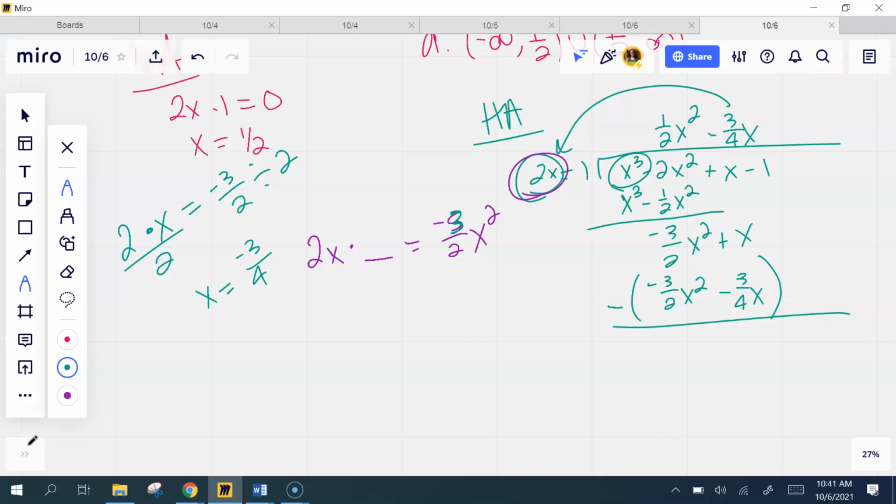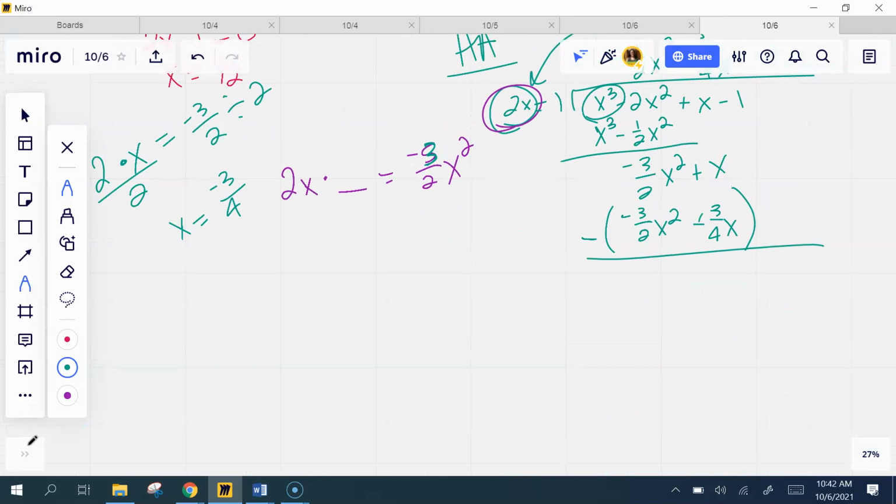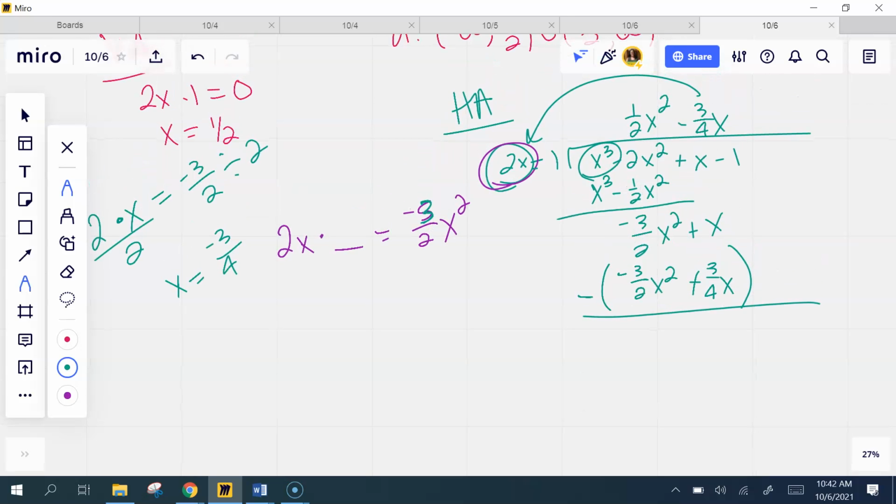Is that a negative 1? Not sure. Okay. Yes, I couldn't read my own writing. So now what is 1 minus 3/4? 1/4.